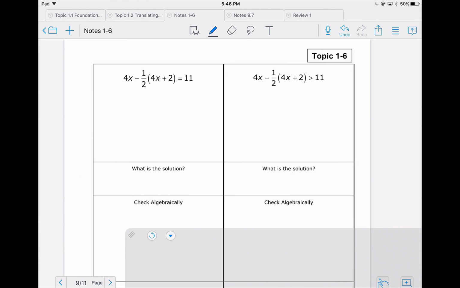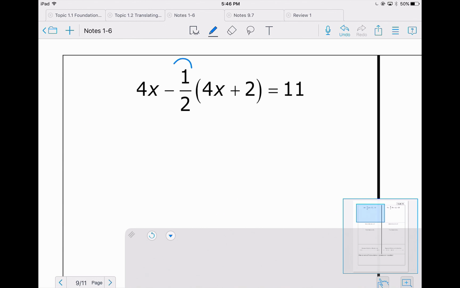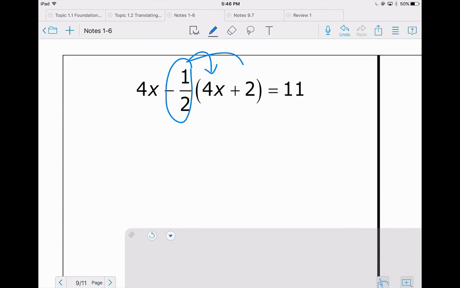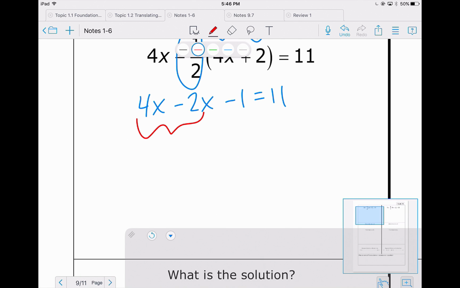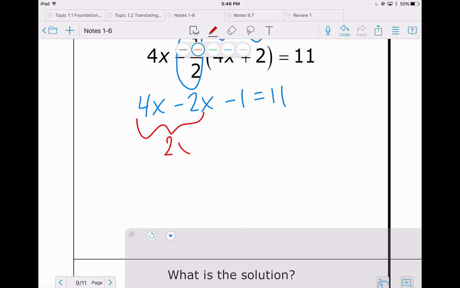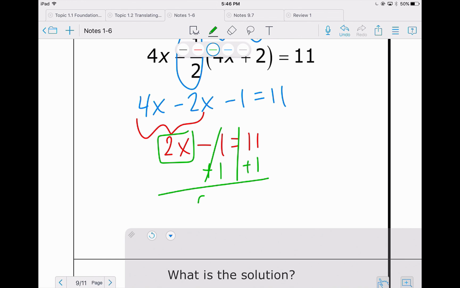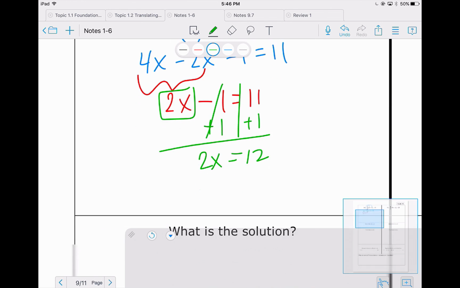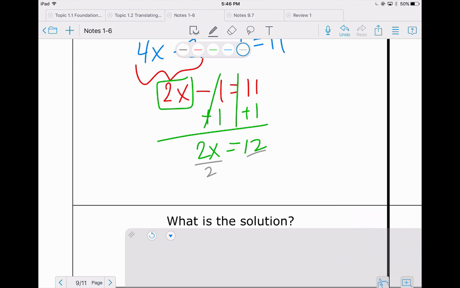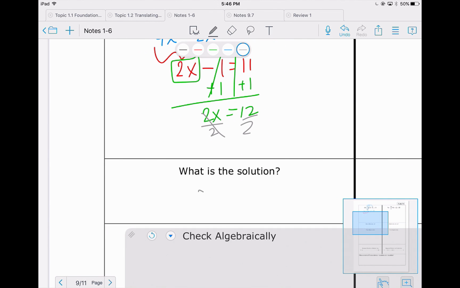So looking at the second problem, I'm going to take this negative 1/2 and distribute. Negative 1/2 times 4x is negative 2x. Negative 1/2 times 2 is negative 1. I'm going to combine my like terms, so 2x minus 1 equals 11. I'm going to add 1 to both sides and divide by 2 on both sides to get x equals 6.